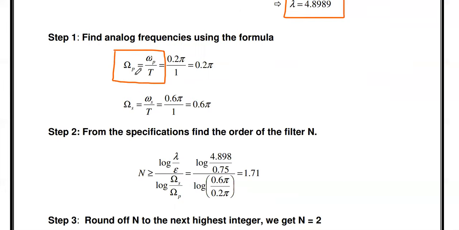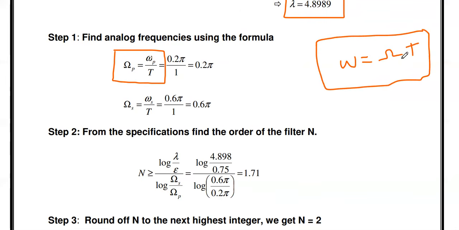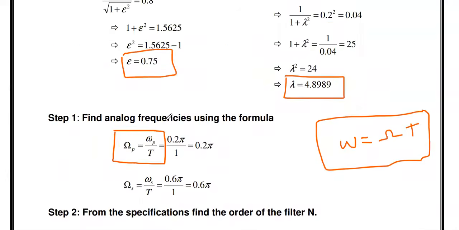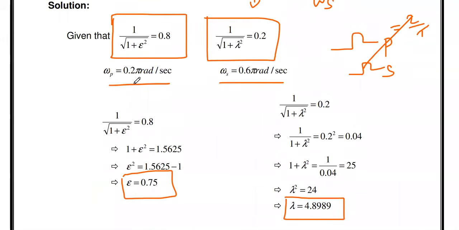Okay, so you see the analog frequency is nothing but the digital frequency divided by T, or otherwise the digital frequency is equal to analog frequency into T. So in the impulse invariant method, there is a linear relation between the digital frequency and analog frequency. From that, the analog frequency is calculated by the digital frequency divided by T. So in our problem, what is the T given? 1 second. What is the omega p? The digital frequency is 0.2 pi.